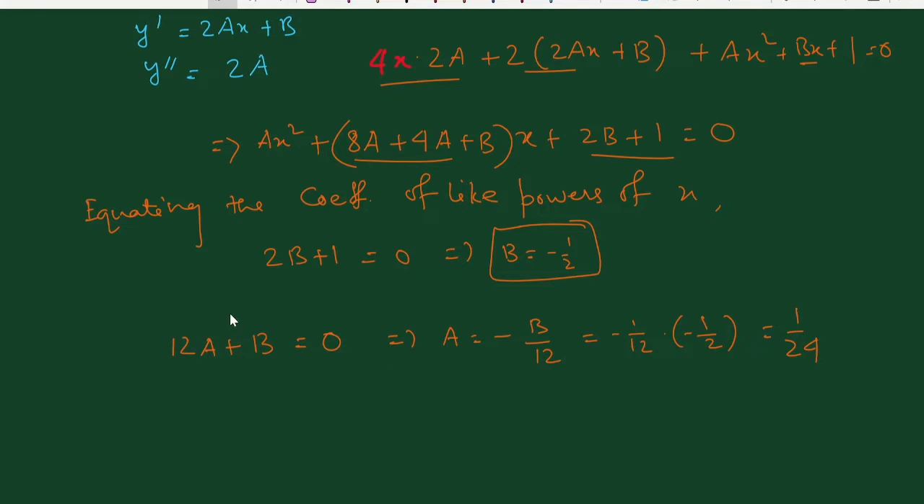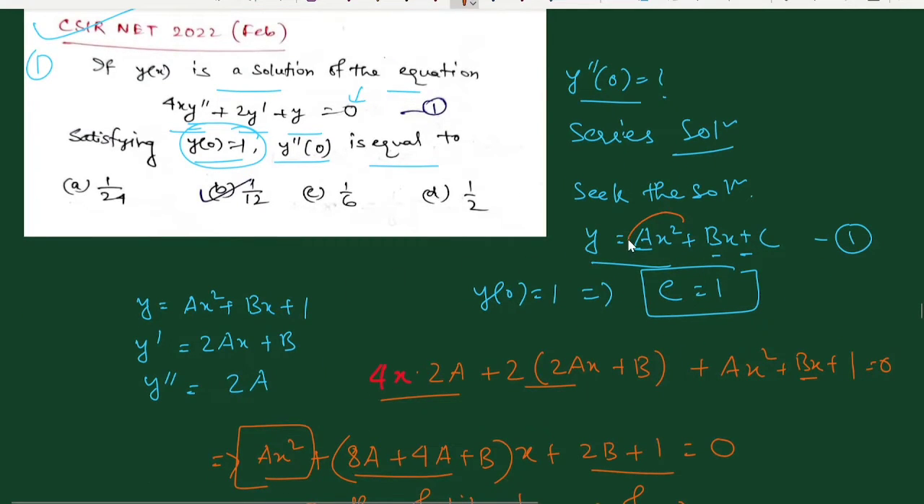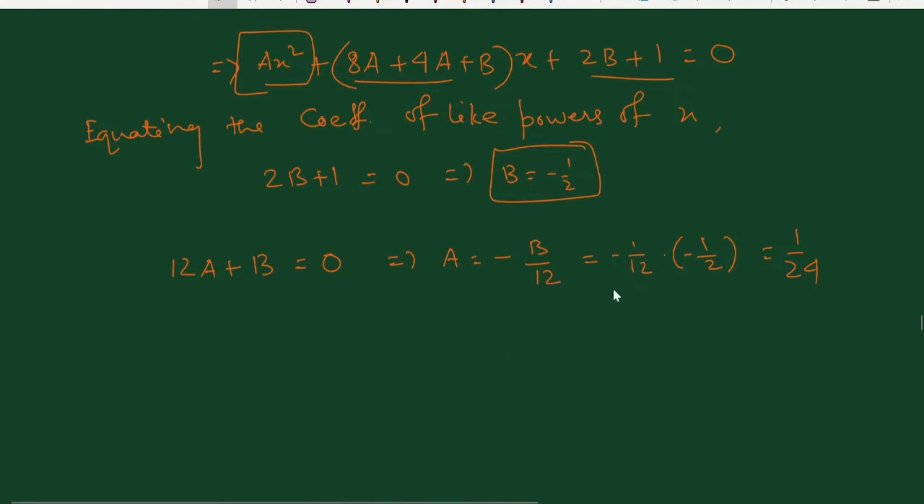Now you can argue that the coefficient of x² should be equal to 0, which gives a = 0. But one thing is noticeable: if a = 0, this can never be a solution of a second order differential equation. So we don't take a = 0; we consider a not equal to 0 to get the solution in this form. So we get the values of a, b and c.